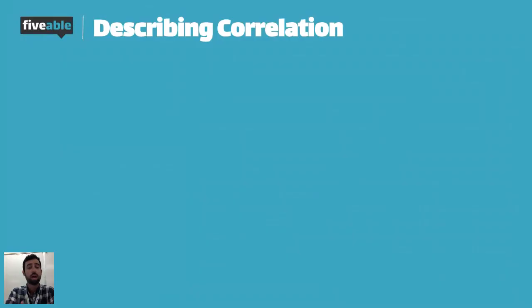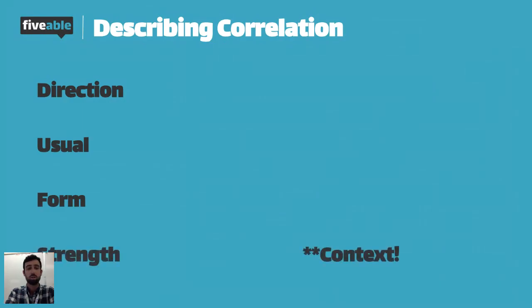All right, so now that we have a scatterplot, how do we describe it? We describe the direction. We describe anything unusual. Form, we want to describe the form. Strength, and then we also want to include context.